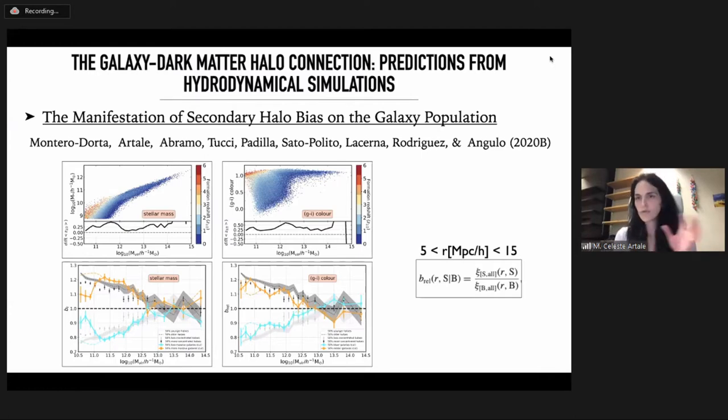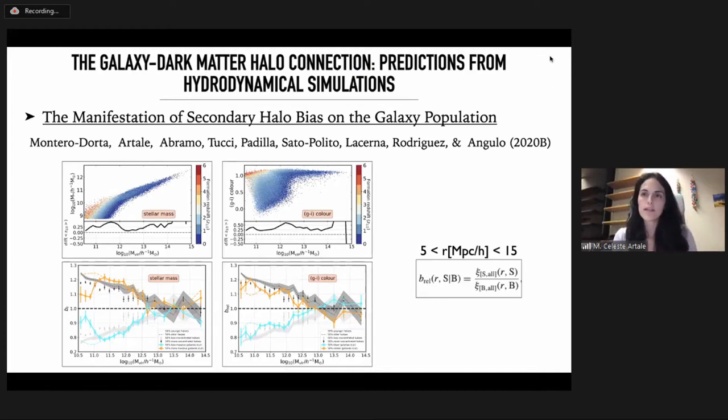For those who don't know what I mean by secondary halo bias, it is basically, at a fixed dark matter halo mass, how a secondary property of the dark matter halo impacts the halo clustering. And then what I did in these works was to investigate the impact of this secondary halo bias on the galaxy population.